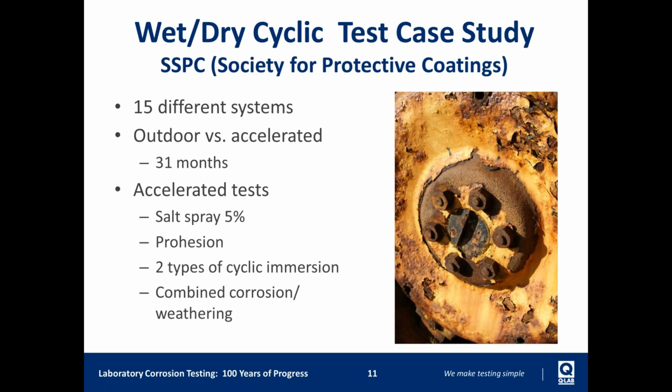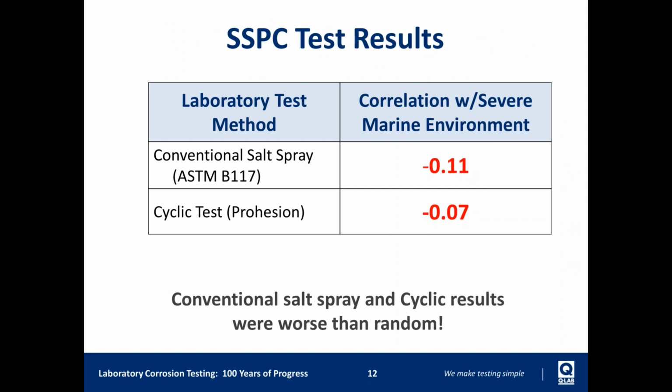There was a test that was done to simulate the outdoor exposures. What they wanted to do is the SSPC, or the Society for Protective Coatings, at the time it was the Steel Structures Painting Council, they tested 15 different systems outdoors for 31 months and also compared various accelerated tests, including B117, Prohesion, and some of the cyclic tests that we'll be talking about in a little bit. And they wanted to see what had best rank order correlation outdoors.